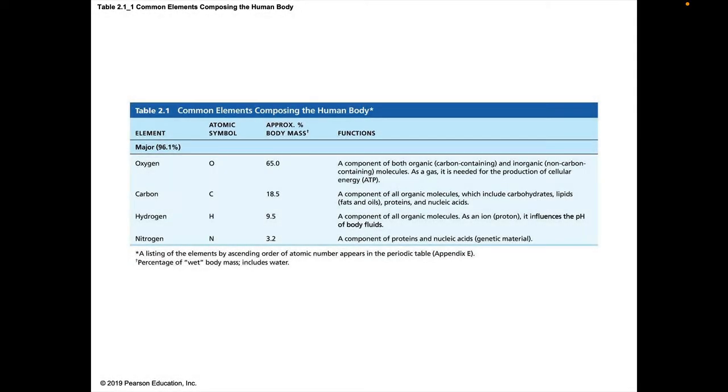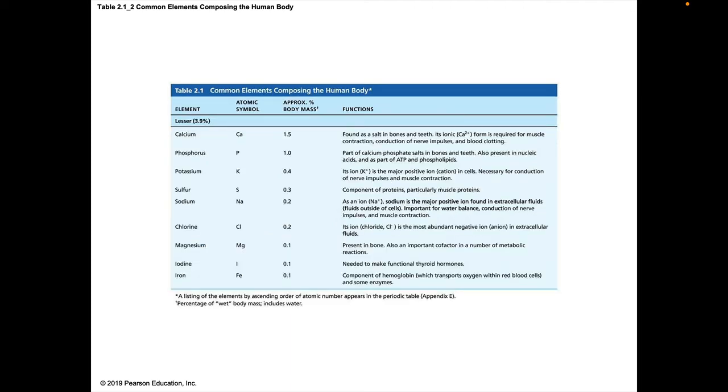So if we take a look at the most common elements that we find in the human body, you can see that carbon, hydrogen, oxygen, and nitrogen, I like to remember it as CHON, are the major ones. 96.1% of the human body is made up of these elements. Now, there are some lesser elements like calcium, phosphorus, potassium, sulfur, etc. And you can see these make up a smaller amount of the body.